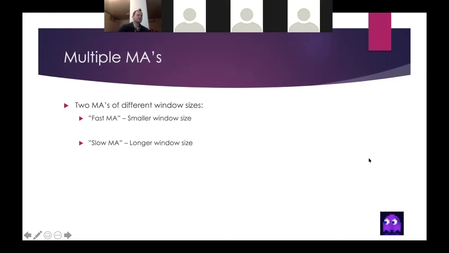Multiple moving averages. So for two moving averages of different window sizes, if you noticed before, we had the 50 and the 100 in every single example. What that is an example of is what we call the fast moving average, which is the smaller window size, and the slow moving average, which is the longer window size. Anybody want to take a guess why fast window size and slow window size, why they're called that?